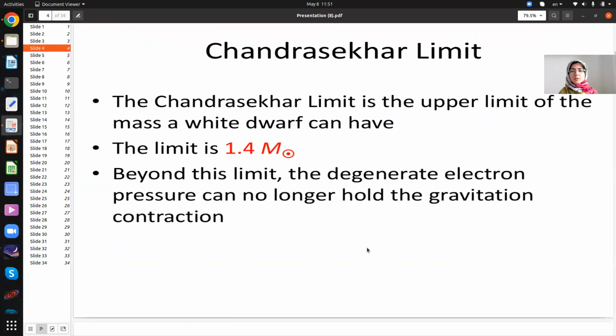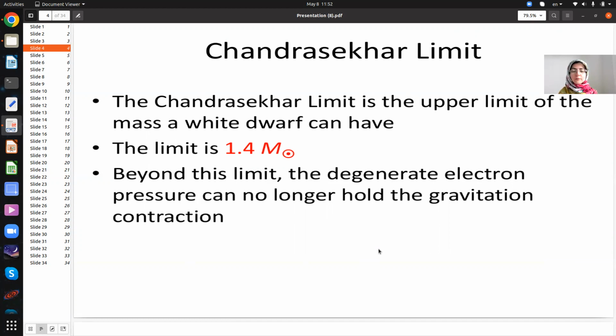And there is a Chandrasekhar limit, which is the upper limit of the mass a white dwarf can have. The limit is 1.4 solar mass. Beyond this limit, the degenerate electron pressure can no longer hold against the gravitational contraction.